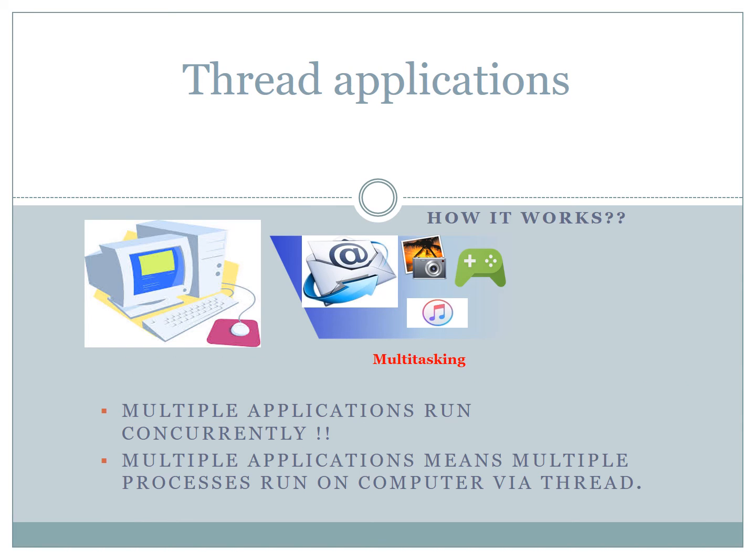So by using threads, multiple applications run concurrently. Multiple applications means multiple processes run on a computer via thread, like on a computer while listening to music and seeing some photographs you are mailing to some of your friends. So these are applications of thread.